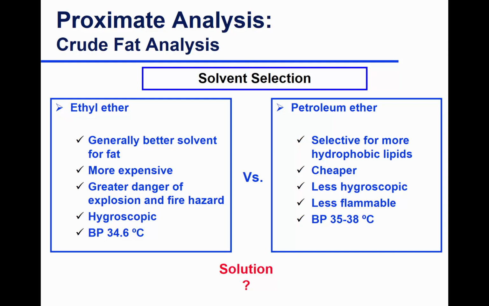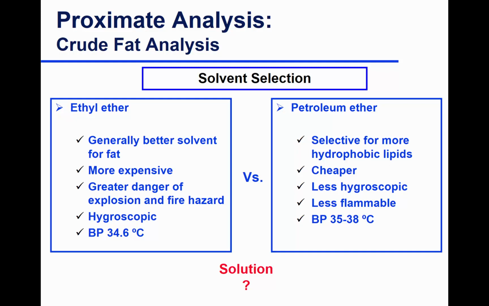Ethyl ether has a lower boiling point and it's more flammable than petroleum ether. And it is hygroscopic. So one has better advantages than the other. And in this case, the solution is to mix. Use both, like you did for Mojonnier. For Mojonnier, we were able to use both because you only use a small amount.